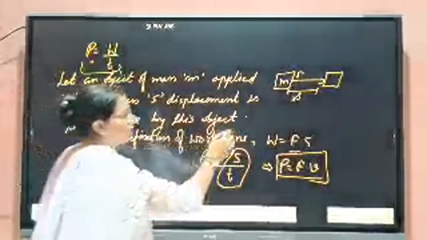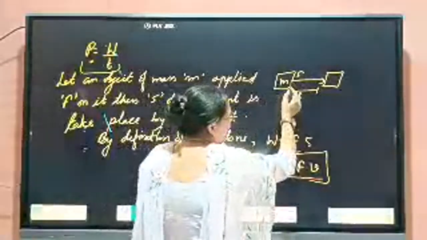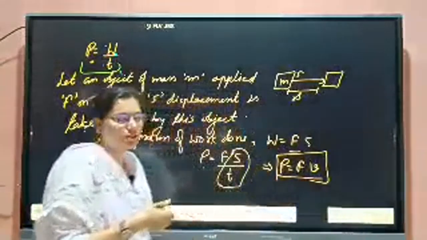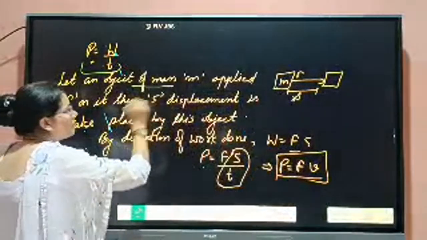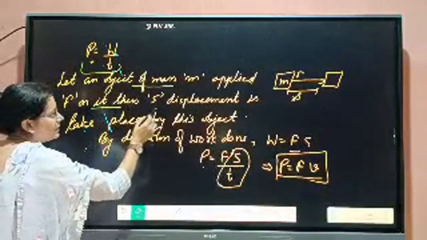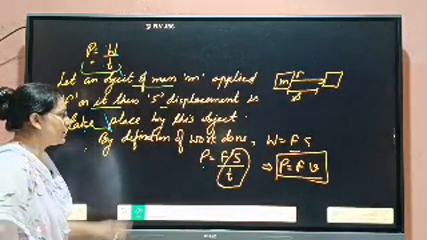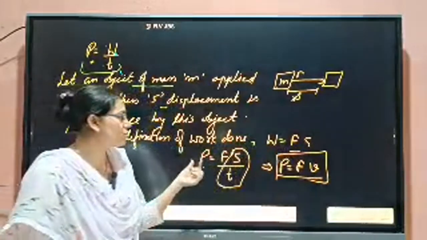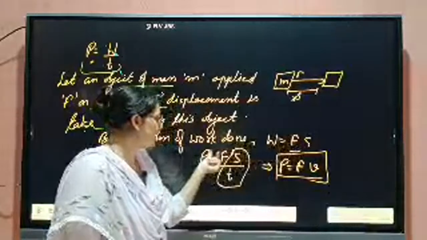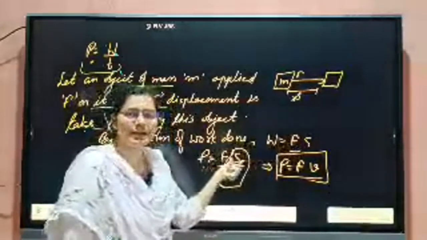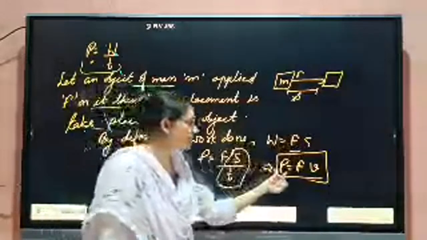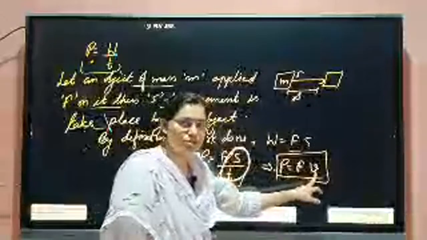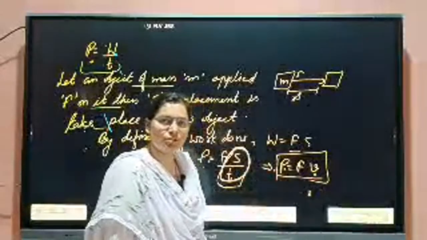Let any object we are keeping here, then we apply a force F on it, then it will shift some displacement. Assume an object of mass M, force F applied on it, and displacement S takes place. By the definition of work, work done equals force into displacement. Put that work done in power: power is Fs by t. So power equals force into velocity, because displacement by time is velocity.